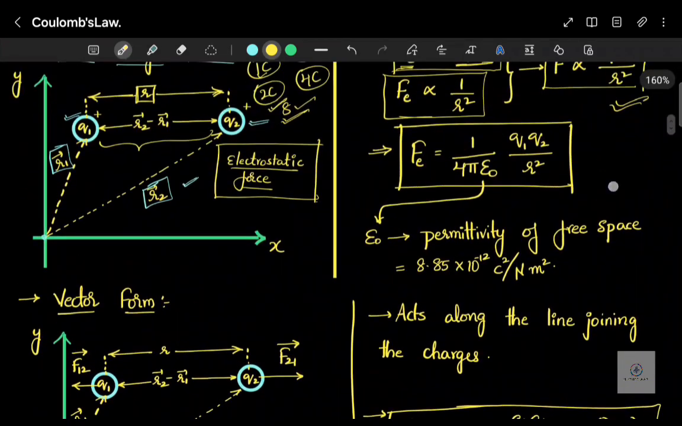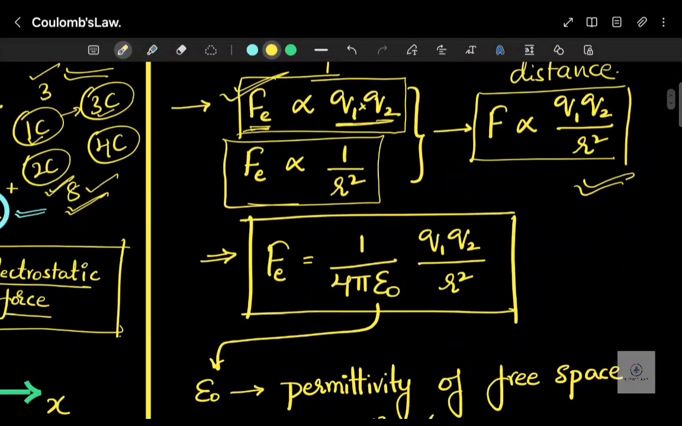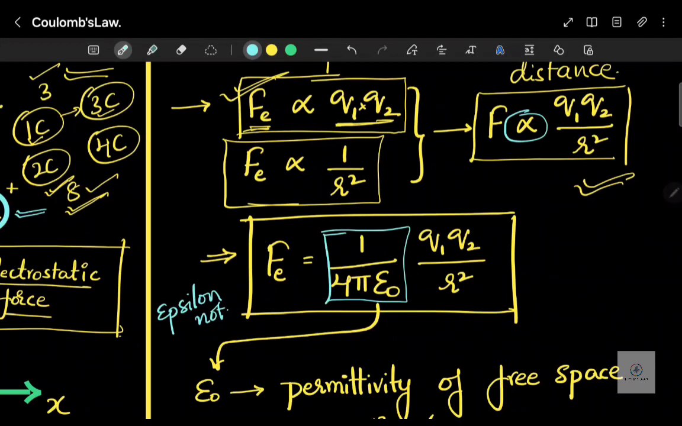Okay, so here if you observe carefully, to remove this proportionality, we are equating it with a constant. And what is that constant, my dear? It is equal to how much? 1 by 4 pi epsilon naught. It is read as epsilon naught. Once again, Fe is equal to 1 by 4 pi epsilon naught. Already we have seen Q1 means the first charge, Q2 is the second charge, their product. That means we are multiplying them, and it is inversely proportional to r square.